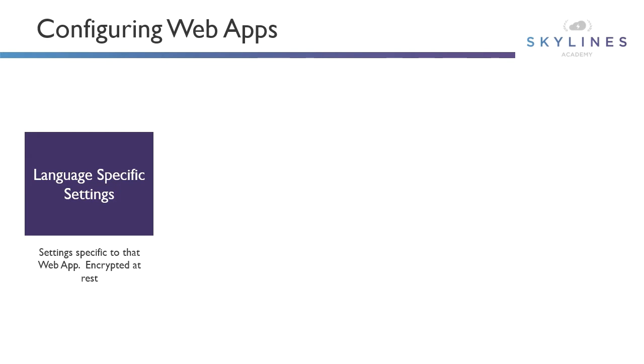So we have some language-specific settings that we can configure. These are unique per language, but have some common examples, such as setting the version of the language, startup processes, as well as running custom commands.